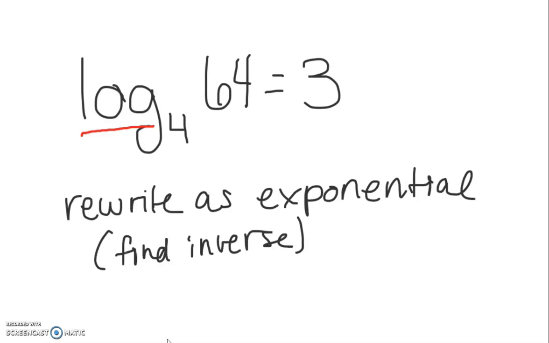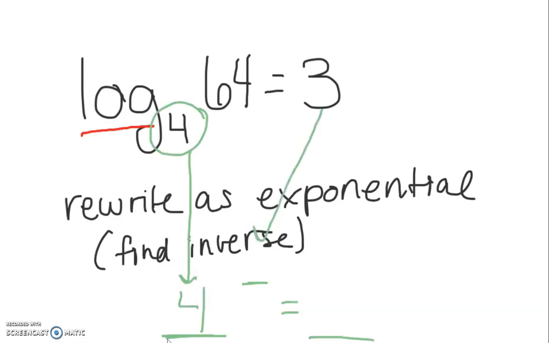So let's see. Remember, you've got a number, a power, and an answer. My base is this guy. My exponent is the answer. It's the output from the log function. It's the input of the inverse exponential. And then my output on the exponential would be the input of the log. And you can verify that 4 to the third does equal 64.